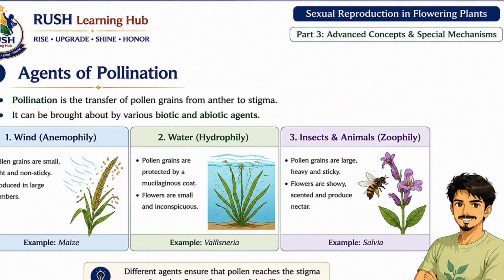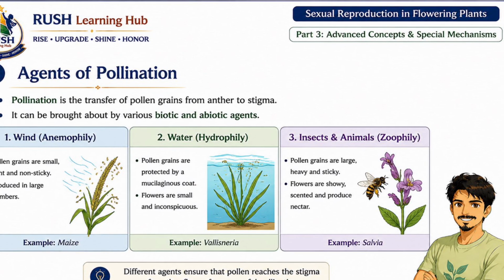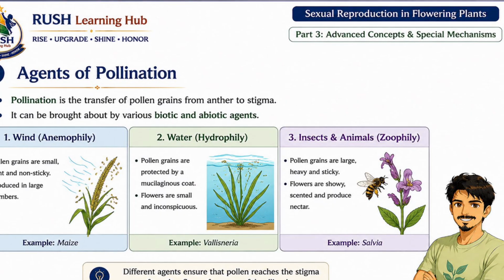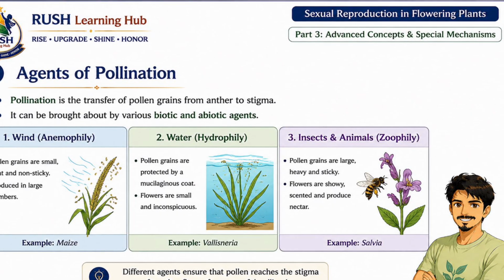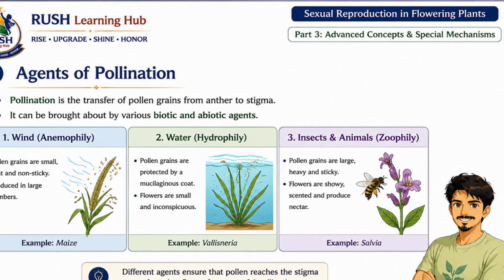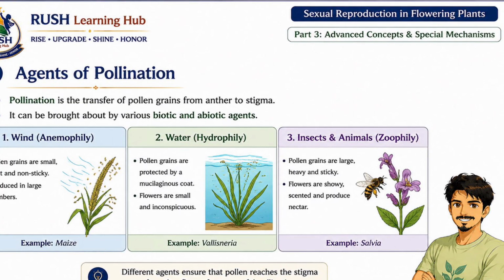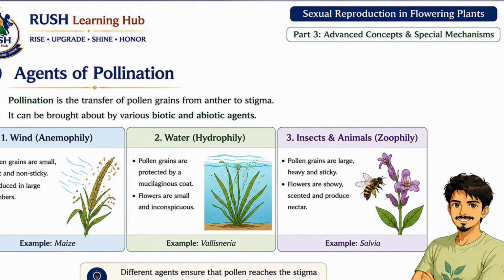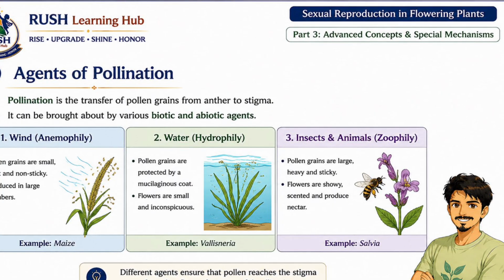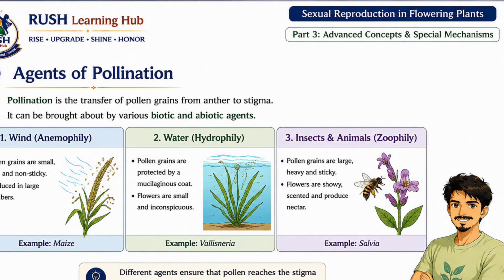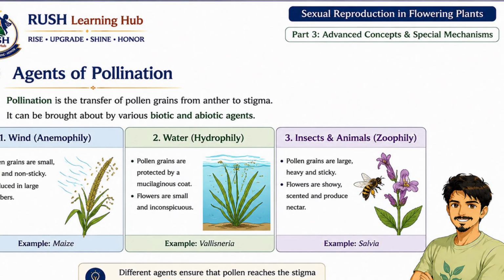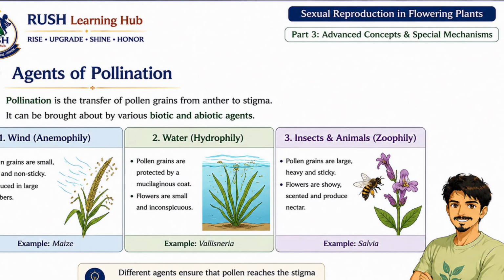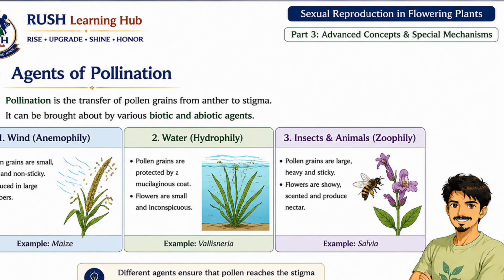Wind pollination, anemophily. In wind-pollinated plants, pollen grains are carried by air currents. To facilitate wind pollination, plants produce a very large number of pollen grains because many pollen grains are lost during transport. These pollen grains are usually small, light, dry, and non-sticky, allowing them to be easily carried by wind.